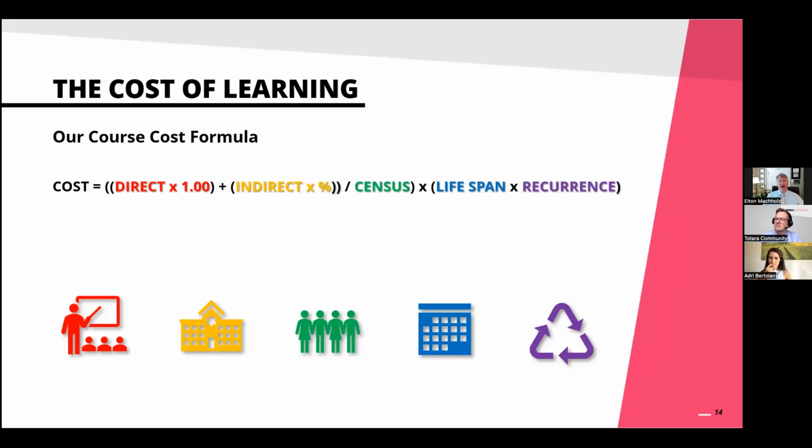We then add that to the indirect costs, and then we calculate that by the percentage that we're going to apply. As I said earlier, for this example, we are going to use 1.75%. We would divide that into the total audience size or the census, and then multiply that by the sum of the lifespan times the recurrence.